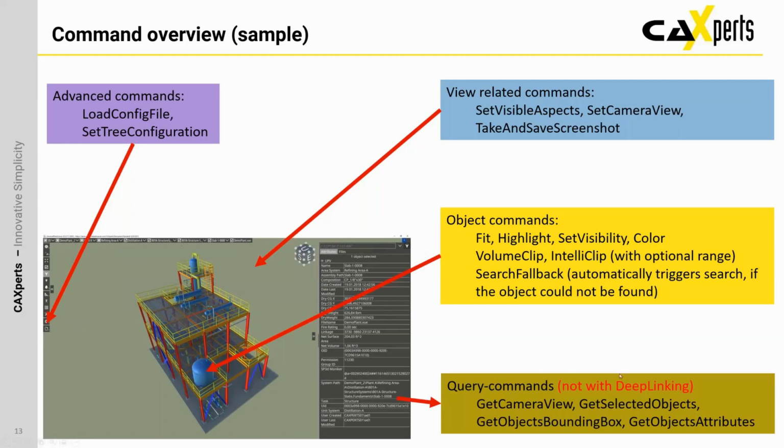And the last group of commands, and those are not working with deep linking, that's why that error is going out, are the commands that query data out of UPV. For example, get the current camera position, query what objects are currently selected, get the bounding boxes of those objects to get the spatial information, and get object attributes. All of the attributes that exist inside UPV, you can just get by those commands.